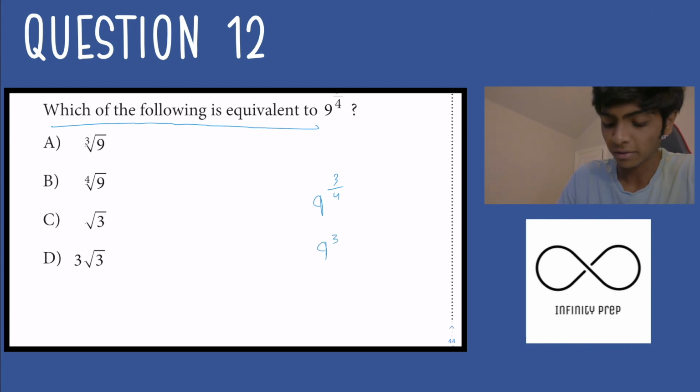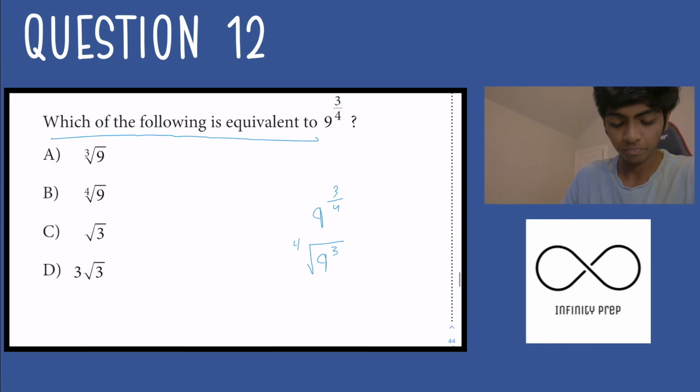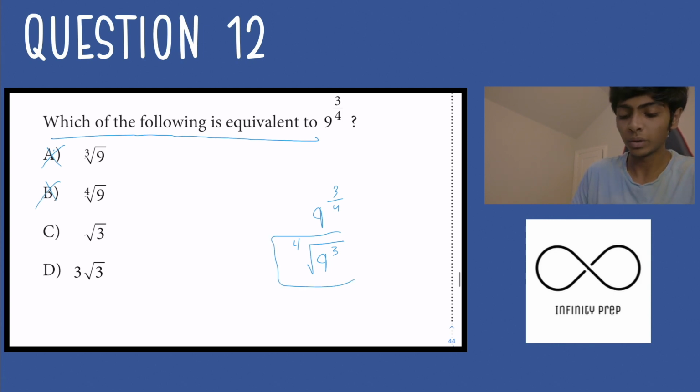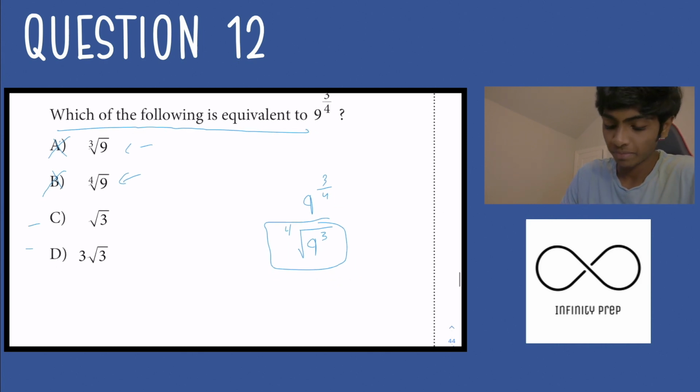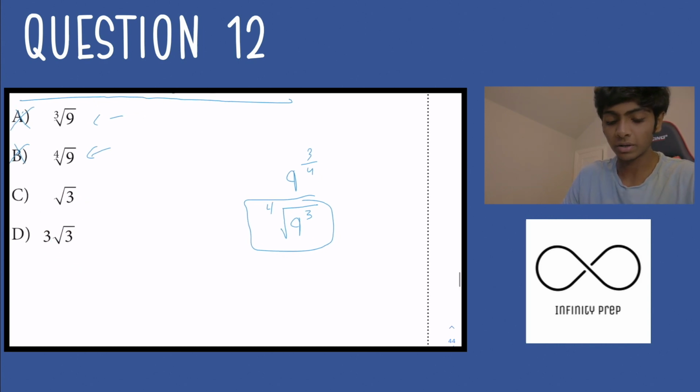So we can rewrite this as 9 cubed under the 4th root, right? And right off the bat, we can cancel A and B, because we can just tell that that is not going to be equal to any of these. And well, we have C and D. So these are all in terms of 3. So what I'm going to do is I'm going to get 9 in terms of 3 as well.